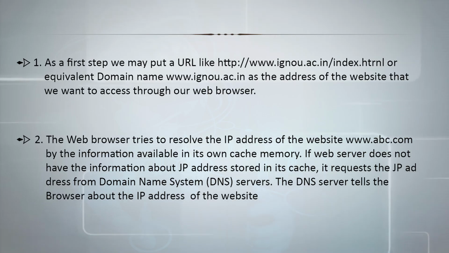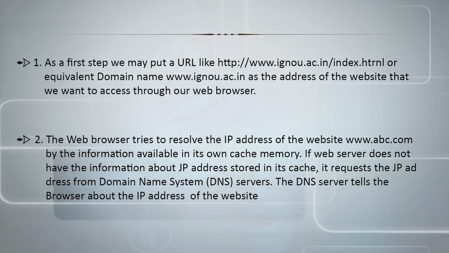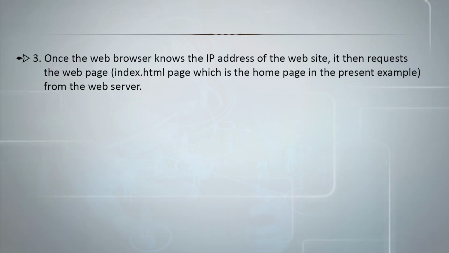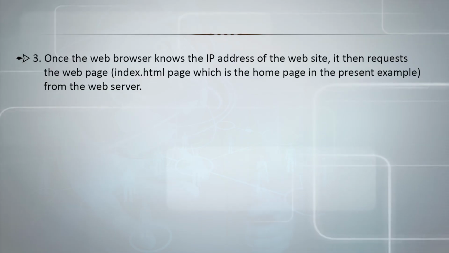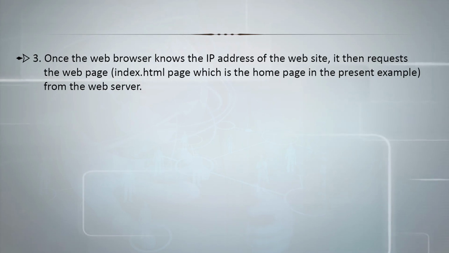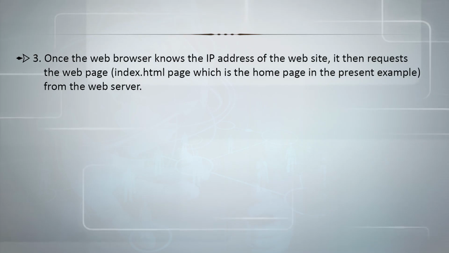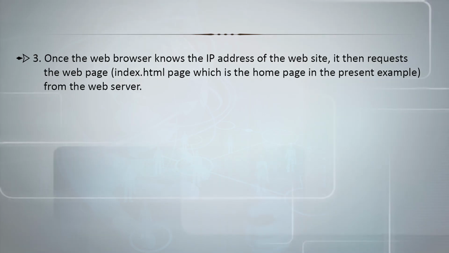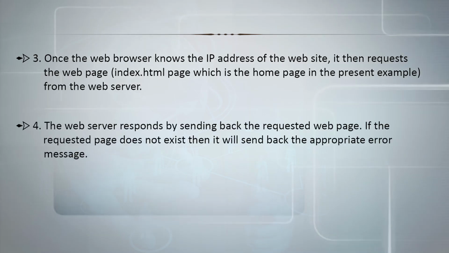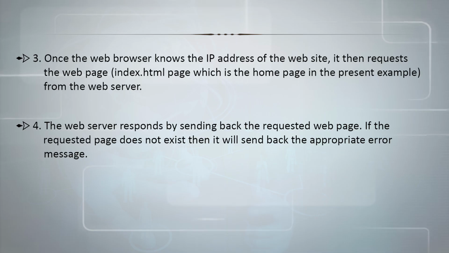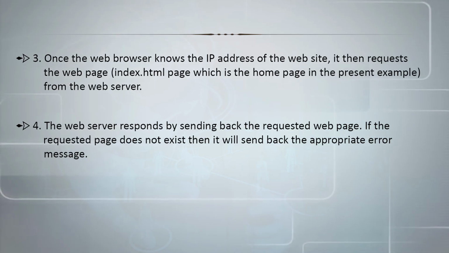The DNS server tells the browser about the IP address of the website. Once the web browser knows the IP address of the website, it then requests the web page, the index.html page, which is the home page, from the web server. The web server responds by sending back the requested web page. If the requested page does not exist, then it will send back the appropriate error message.